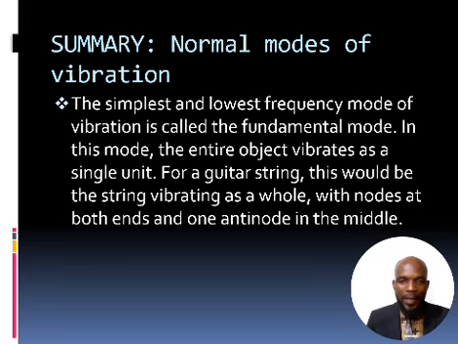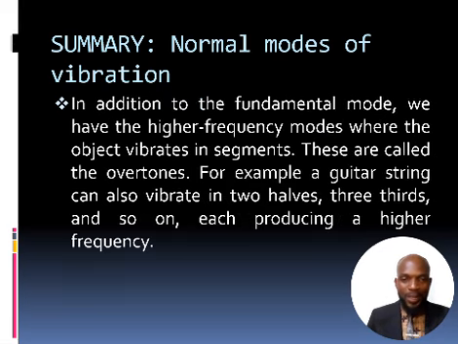The simplest and lowest frequency mode of vibration is called the fundamental mode. In this mode, the entire object vibrates as a single unit. For a guitar string, this would be the string vibrating as a whole with nodes at both ends, one antinode in the middle. In addition to the fundamental mode, we have higher frequency modes where the object vibrates in segments. These are called the overtones. For example, a guitar string can also vibrate in 2 halves, 3 thirds, and so on, each producing a higher frequency.